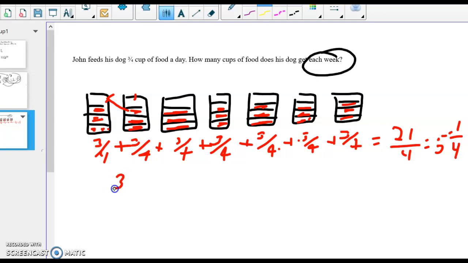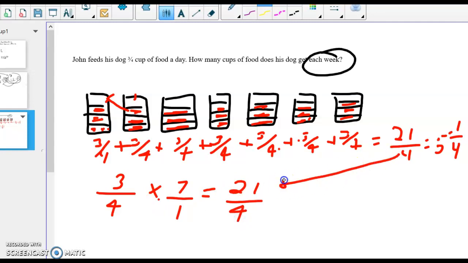We could do the simple equation 3/4 times 7. And 7 is the same as saying 7/1. If we turn that whole number into a fraction, 3 times 7 is 21. 4 times 1 is 4. And just like we had over there, there it is. 21 divided by 4 is 5 wholes. 4 times 5 is 20, with 1 left over, that's a remainder, over 4, because we're working in fourths.